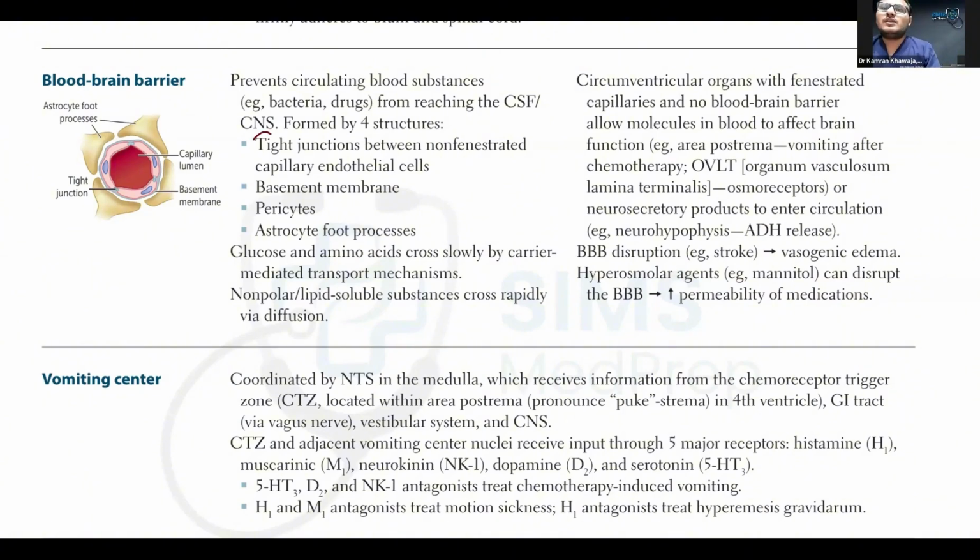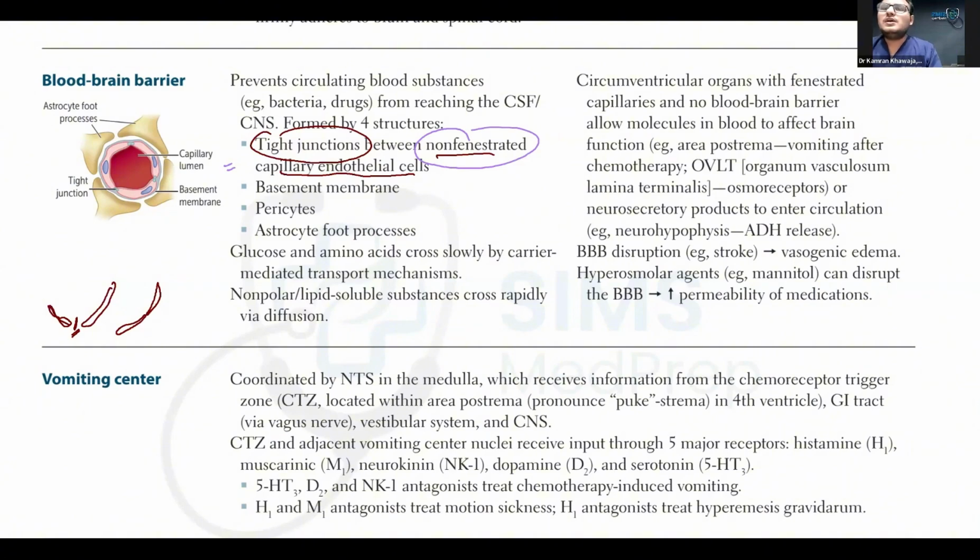Number one is the tight junctions between the non-fenestrated capillary endothelium. There is fenestrated capillary and non-fenestrated capillary. We will study this in the vascular section, but when there is a gap between the endothelial cells, there is no connection. This is called fenestrated. When they are usually attached to one another, this is non-fenestrated. Is that clear? So there is a non-fenestrated capillary endothelial cell, and they are attached with tight junctions.